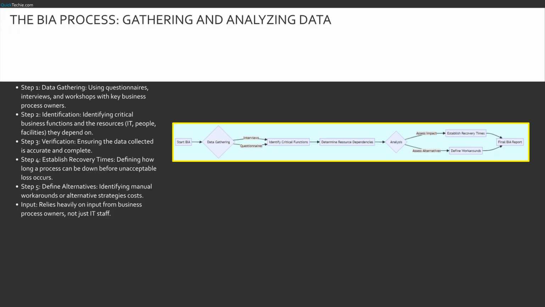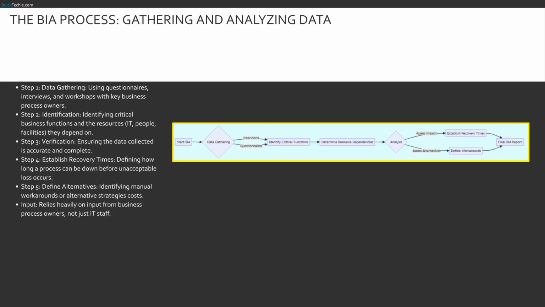We must verify this data. Users often overestimate their own criticality. We then establish recovery times, determining exactly when a disruption becomes a disaster. Finally, we define recovery alternatives. Can this process be done manually? For how long? This analysis provides the data needed to justify the budget for recovery strategies.